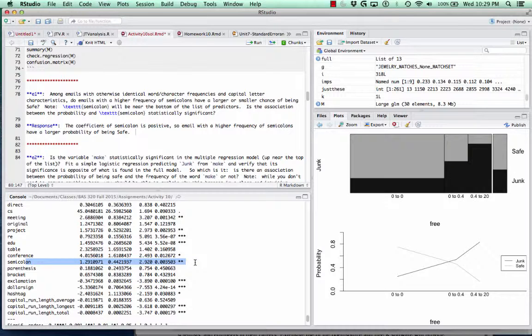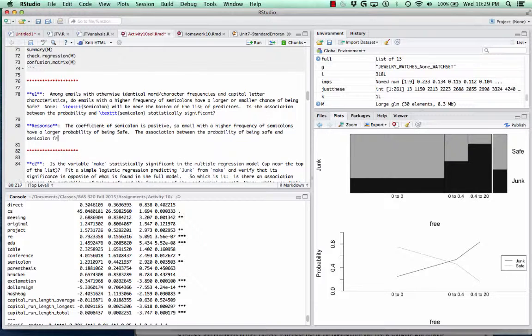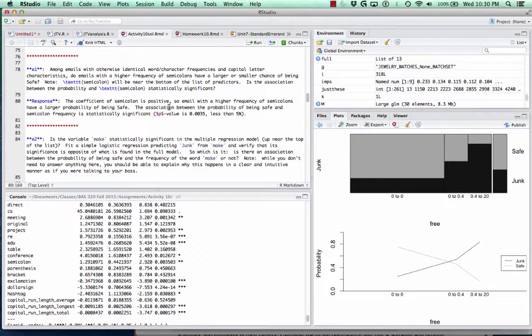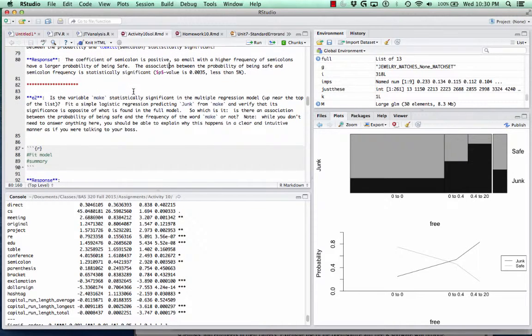Now, is the difference in probabilities of being safe statistically significant as the semicolon frequency is varying? Well, we can look to see if it is a statistically significant predictor, and in fact, yes, we see that. The p-value is less than 5%. So we can say that the association between the probability of being safe and the frequency of semicolon is statistically significant. The p-value is 0.0035, less than 5%. Okay, so everything else being equal, it looks like emails with a larger fraction of semicolons have a higher probability of being safe.